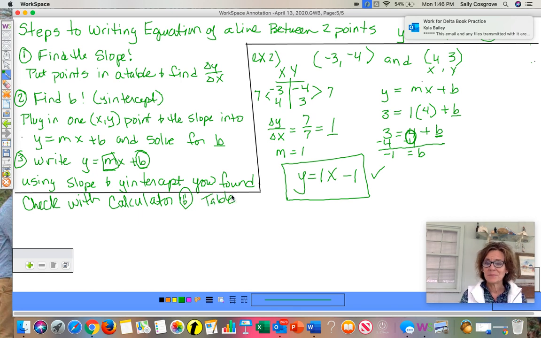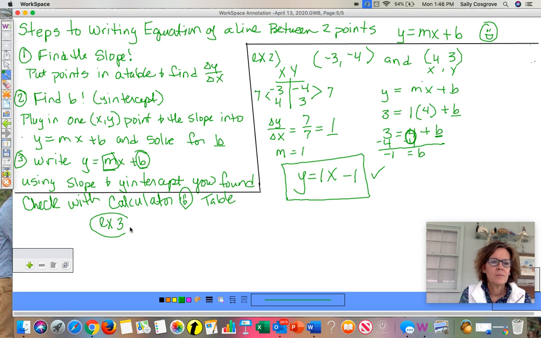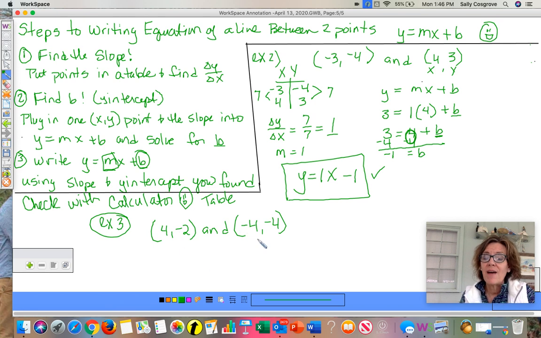Okay. Let's do one more example. So let's do example 3 down here. And this time, we'll do one that maybe has some more negatives in it. So let's look at (4, -2) and (-4, -4). Same thing. I want to find the equation of the line between these 2 points.